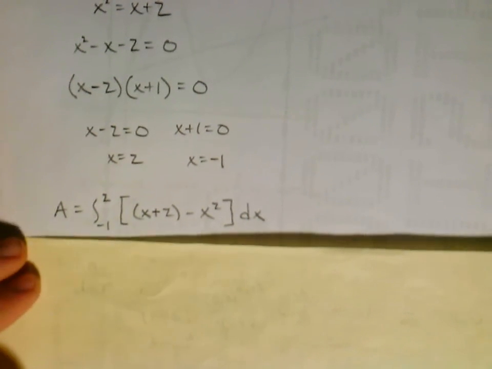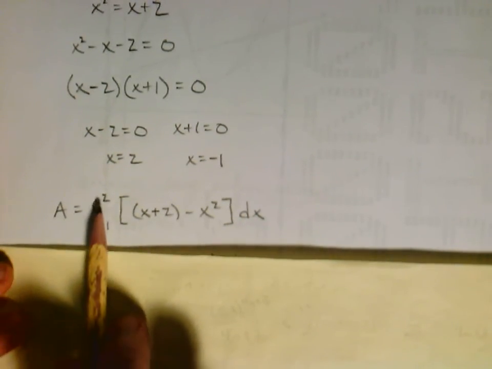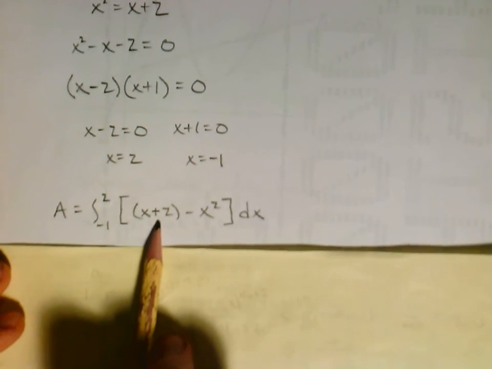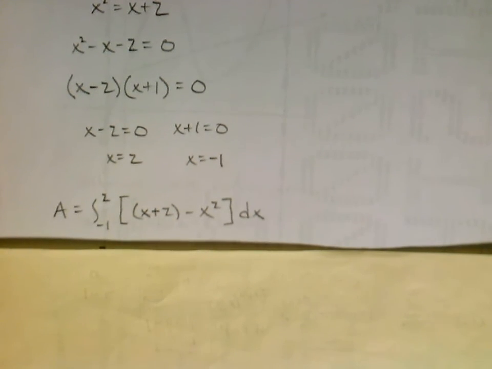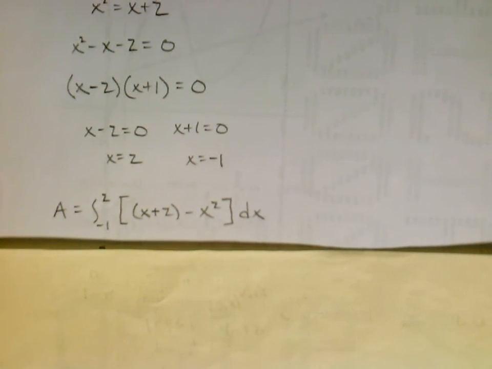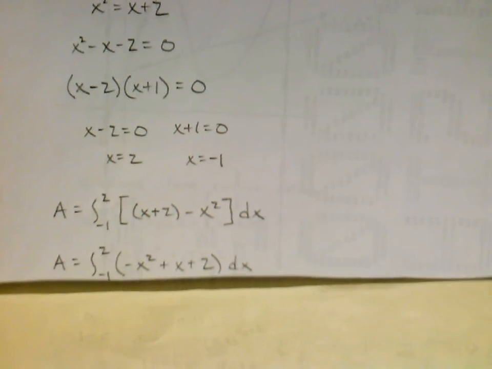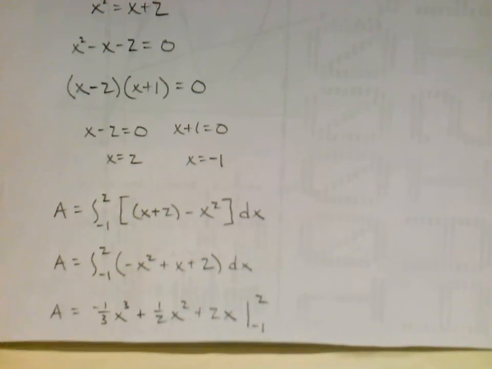What I do need to see, though, is the setup for your area. So area equals, there's the -1 to 2. And again, the top function, just like before, is the line, top minus bottom, x plus 2 minus x squared. Well, we already went through this expression that we're going to integrate. Well, let's do it again. I wrote it as -x squared plus x plus 2.